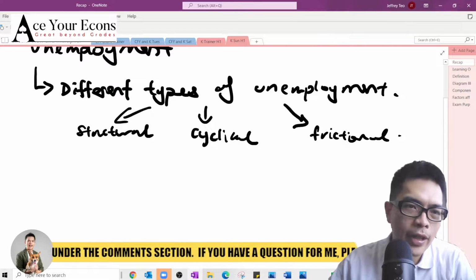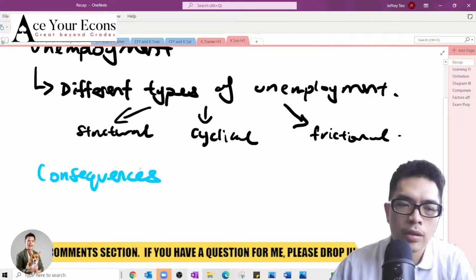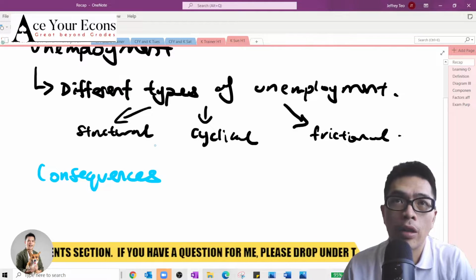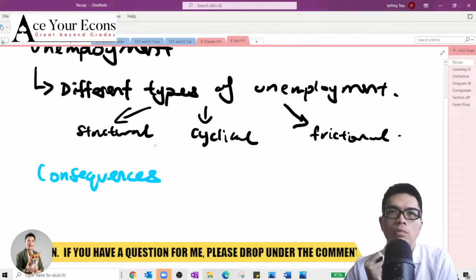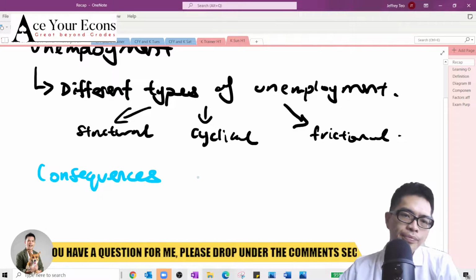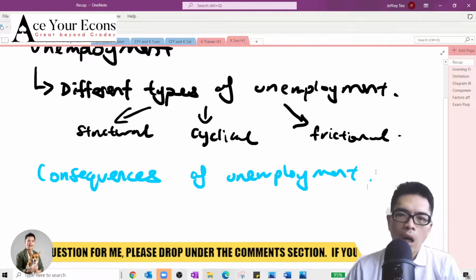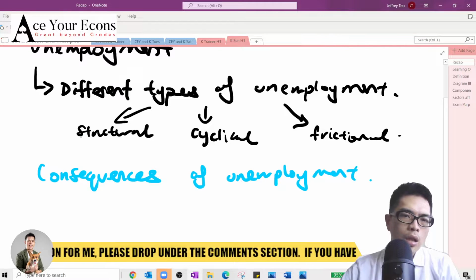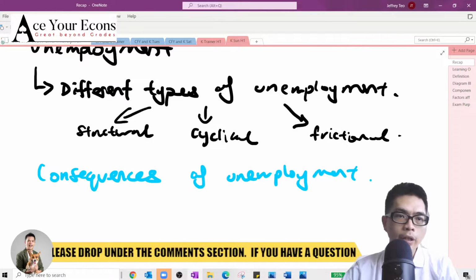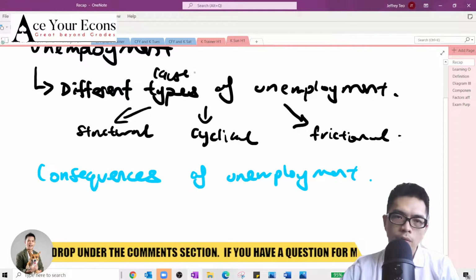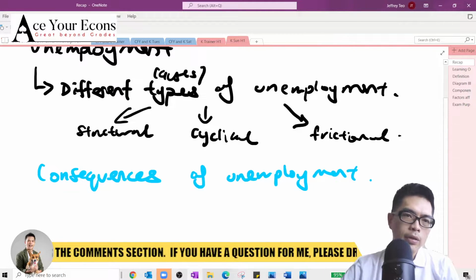Right, consequences of unemployment. Someone mentioned consequence. Make sure you are familiar with the consequence to consumer, producer, and government. I covered this earlier on. And causes will be the different types. Causes are the different types; they are used interchangeably. And lastly, we have policies.